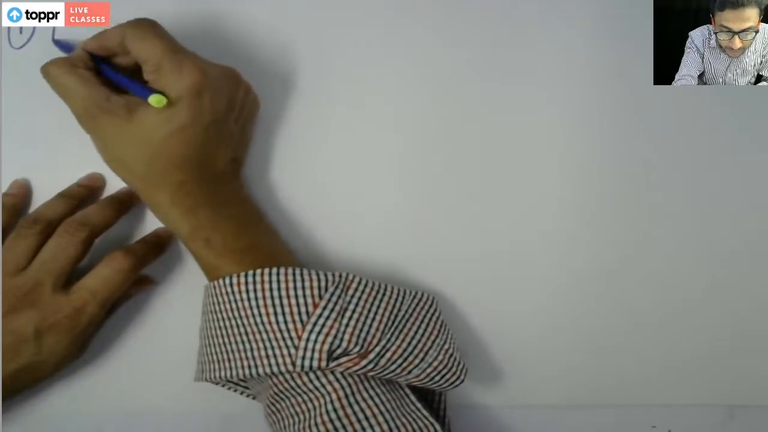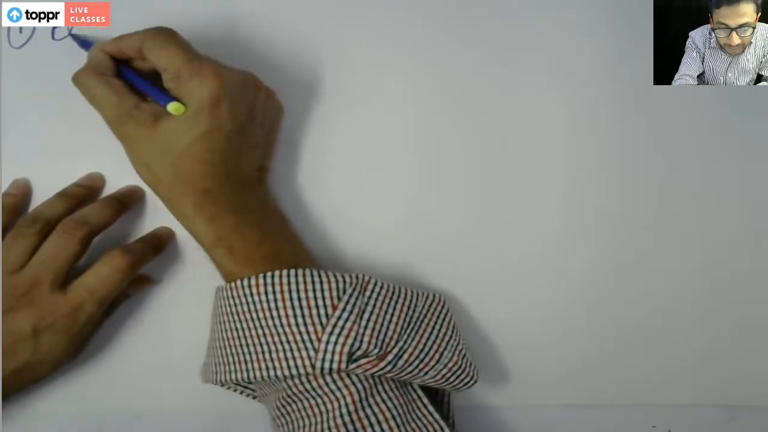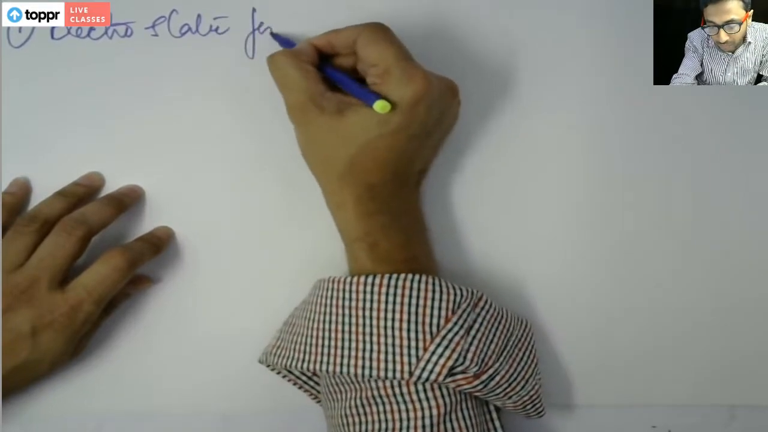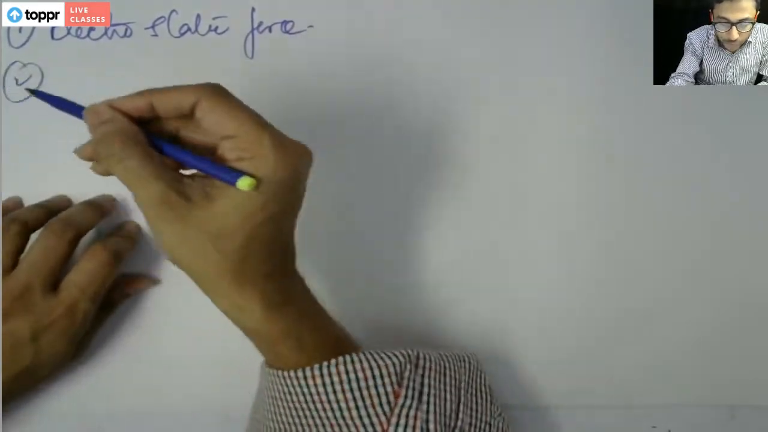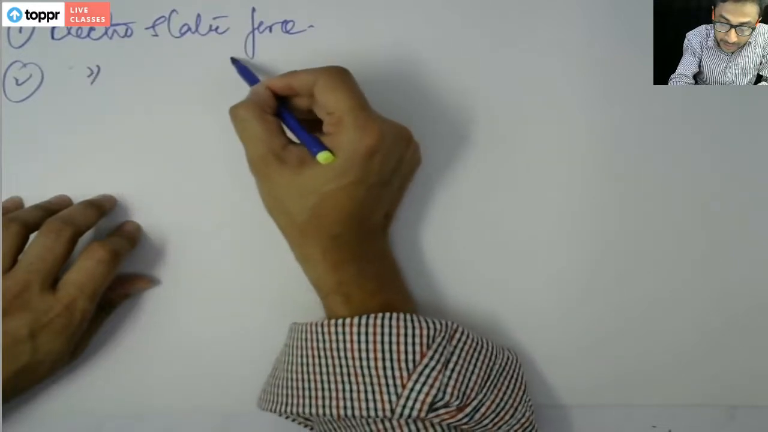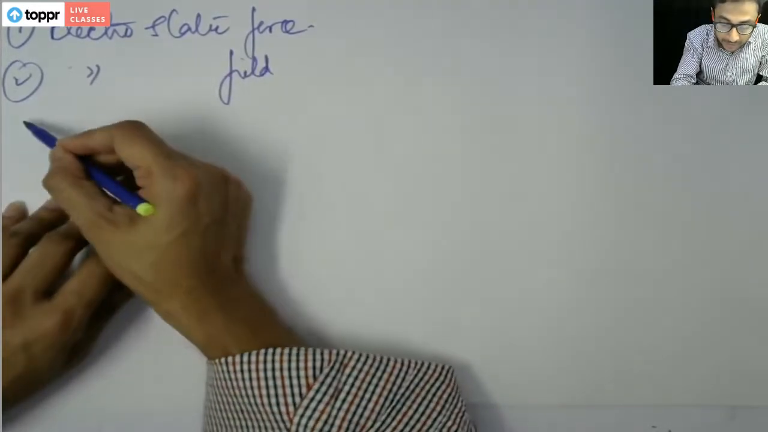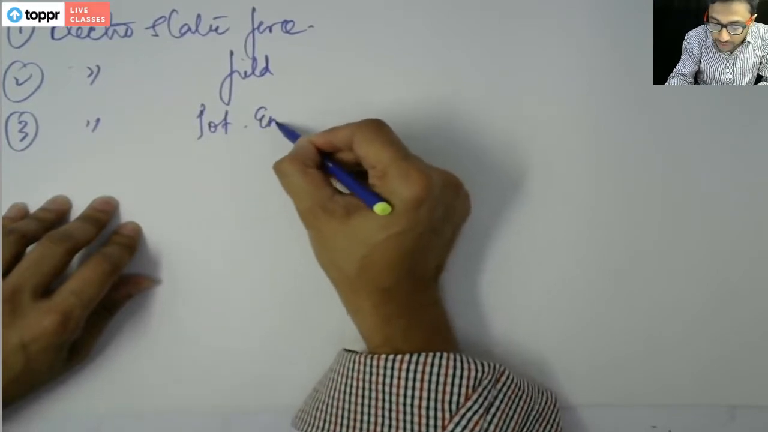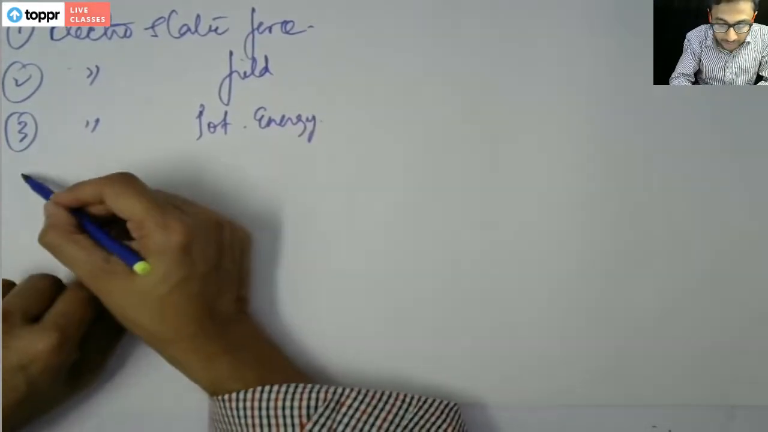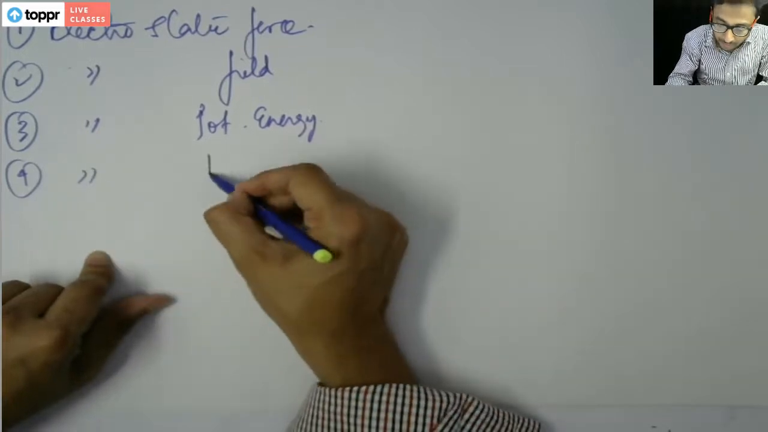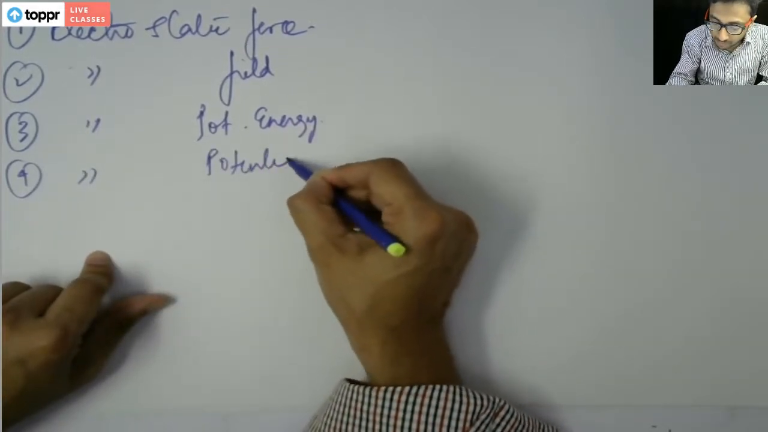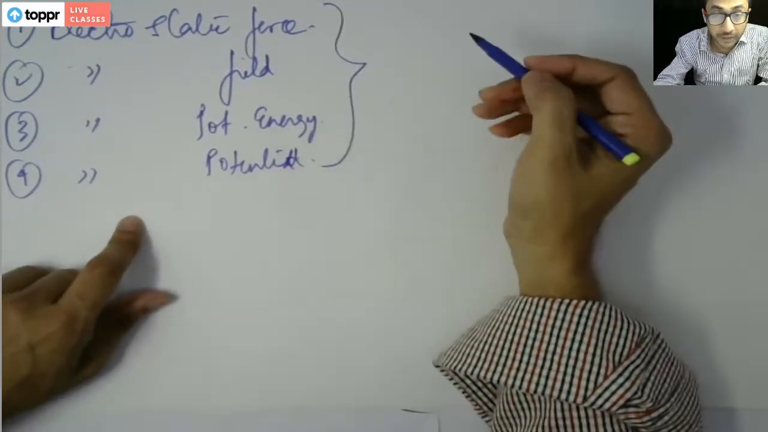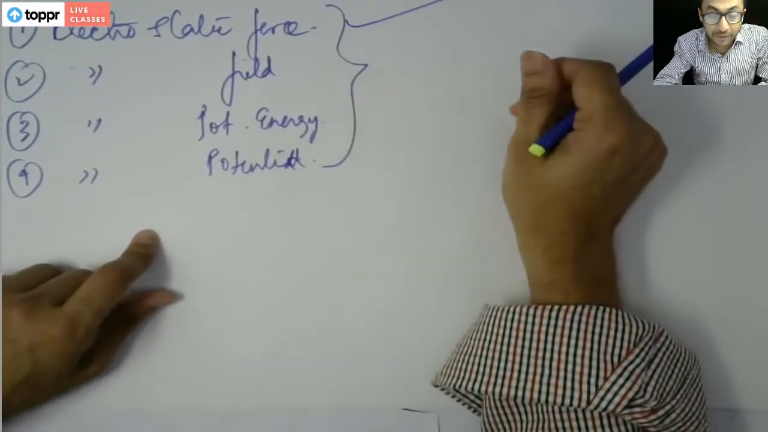Now, we will study today electrostatic force, then electrostatic field, potential energy, and potential. Mainly these four things. Now we have discussed about electrostatic force.